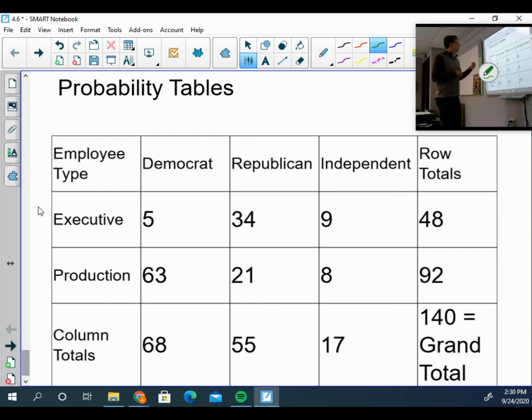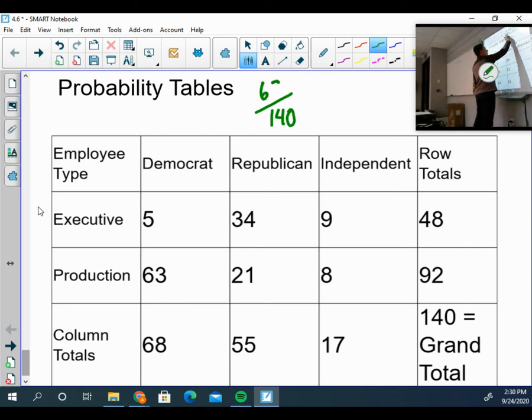Well, you're going to take, for theoretical probability, the total number of employees divided by, as your denominator, and what is your total number of Democrats? Well, I have 5 who are executives, 63 are production, for a total of 68. So there's a 68 out of 140 chance that a randomly selected employee is going to be a Democrat.